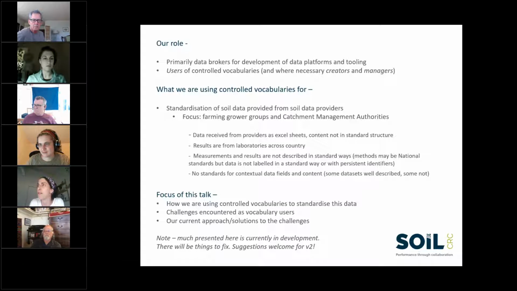So we're using controlled vocabulary to standardise soil data. Data comes in mostly from farmer grower groups and catchment management authorities. We receive data mostly as Excel sheets and sometimes database dumps, and the content is in no standard structure. The results come from laboratories across Australia, and the results generally aren't described in standard ways, and where they are described in standard ways, it is national standards. They are often not available as controlled vocabularies, and data comes in with very little contextual data fields.